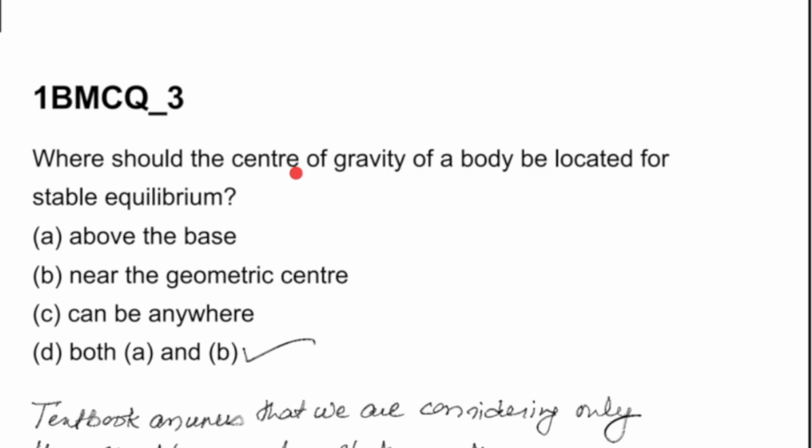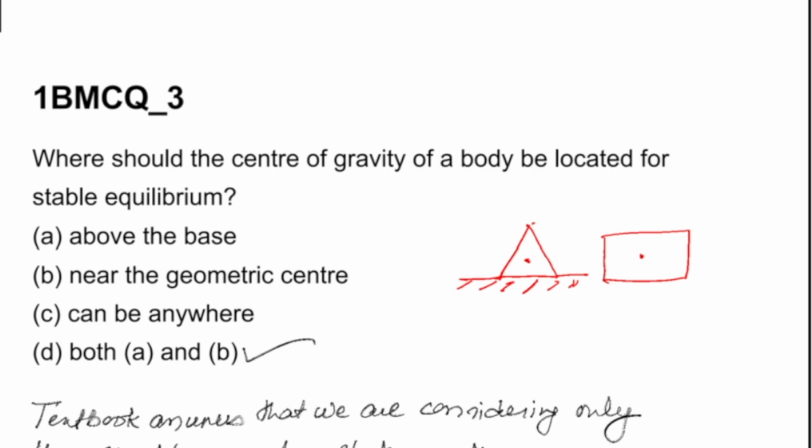Where should the center of gravity of a body be located for a stable equilibrium? So both A and B will be the options: above the base and near the geometrical center. Now this is kind of a confusing question because this textbook is assuming that we are considering only the simple regular shapes, like a triangle, like a rectangle. So it should be near the geometrical center of the bodies, and it should be near the base because they are imagining the shapes like this. So closer to the base, the better it will be.